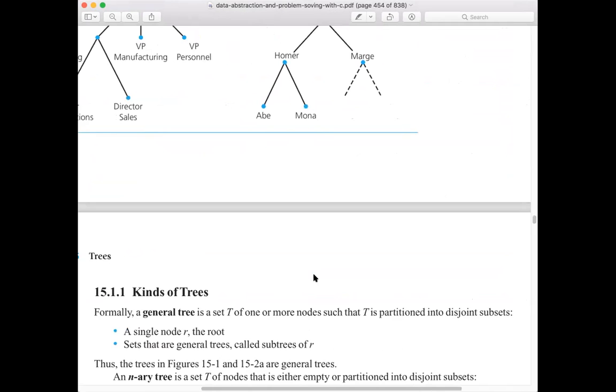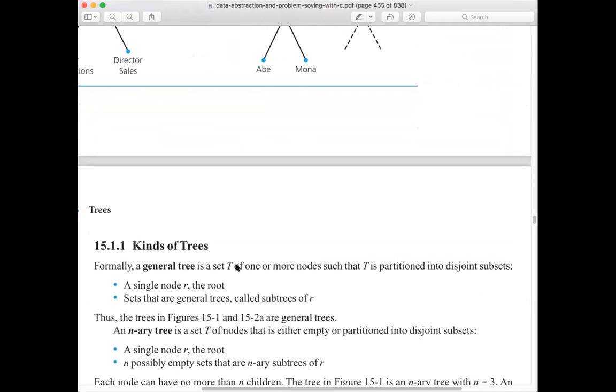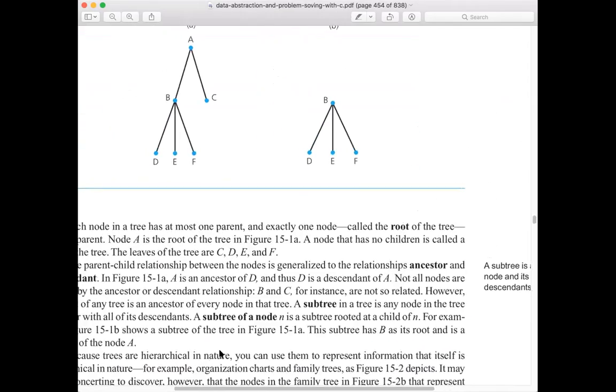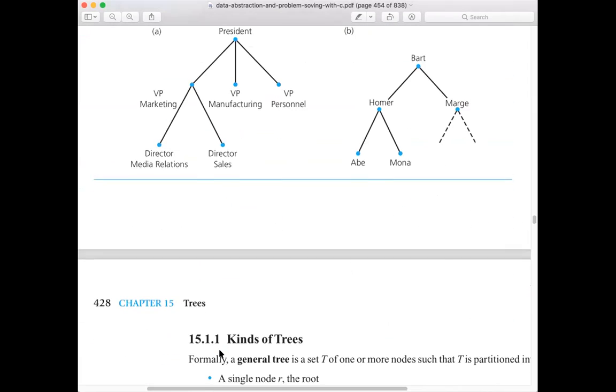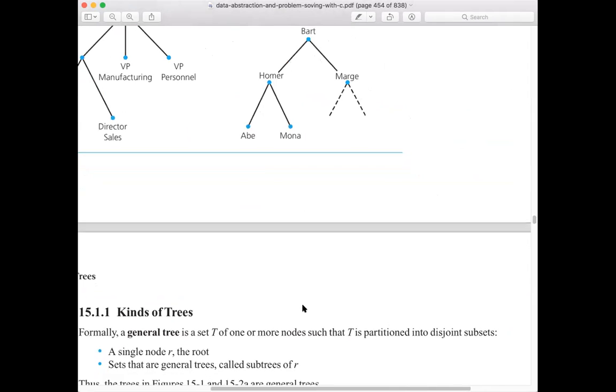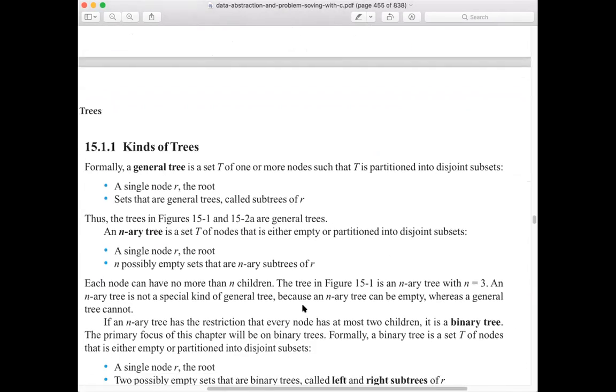Okay, kinds of trees. General tree means that any node in the tree can have as many children as you want it to have. So all of the trees we've been talking about so far are general trees. We are actually not going to talk very much about general trees. We're going to be talking about more specific kinds of trees because they tend to be a lot more useful in computer science than just a general tree. Not that a general tree is never useful, but not as often.